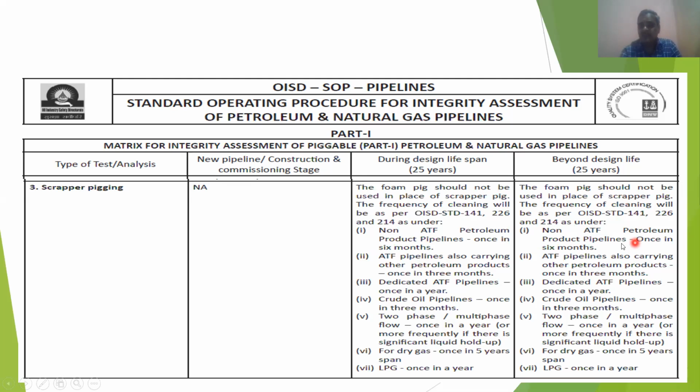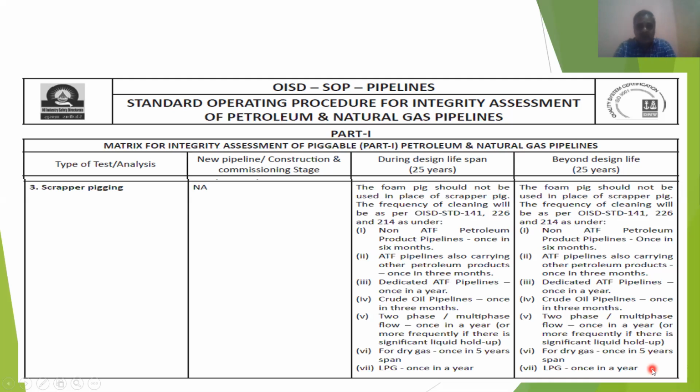Non-ATF petroleum product pipelines once in 6 months. ATF pipelines also carrying other petroleum products once in 3 months. Dedicated ATF pipelines once in a year. Crude oil pipelines once in 3 months. Two-phase, multi-phase flow once in a year or more frequently if there is significant liquid holdup. For dry gases, once in 5 years, LPG once in a year.